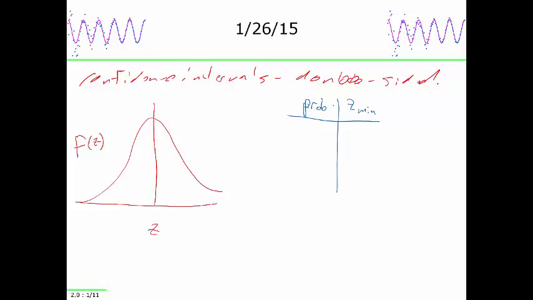How about that? One of them is if the probability is 0.95, that corresponds to a z-min of 1.96. So that would be 95% of the probability falls between this negative 1.96 to 1.96 window.